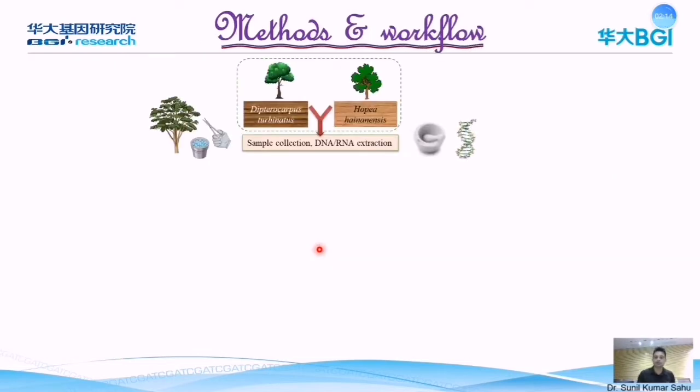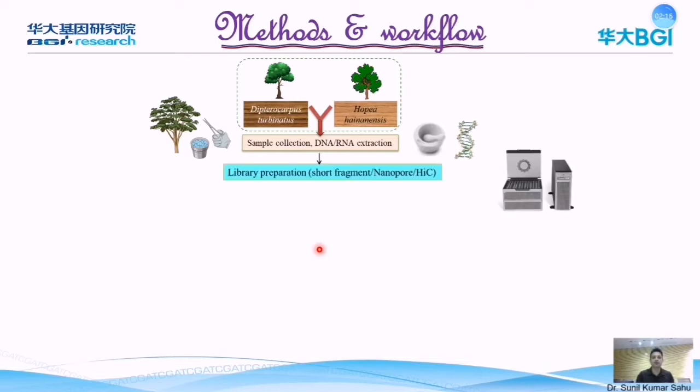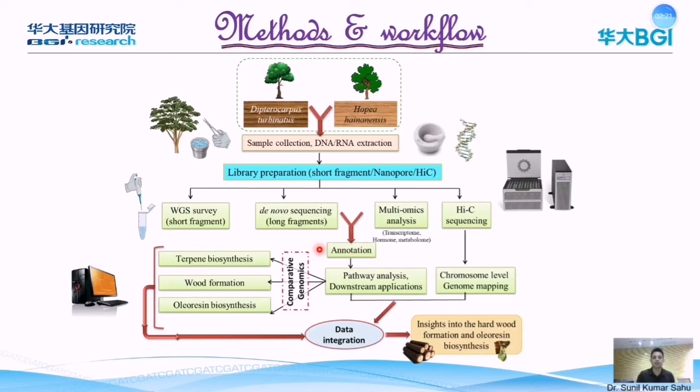Coming to the methods, both species were collected from Ruili Botanical Garden of Yunnan province of China. We employed short read, nanopore, and Hi-C to generate the chromosome level genome assembly. Using the multi-omics data and comparative genomics approach, we tried to gain insight into their unique aroma and wood formation.